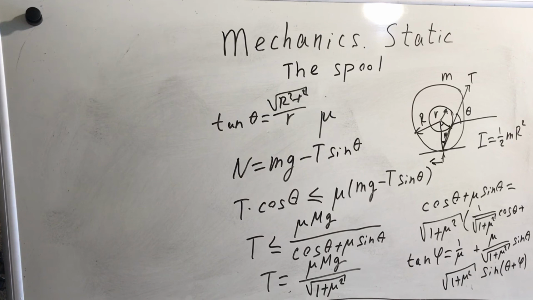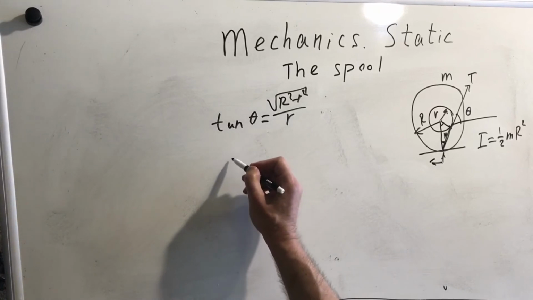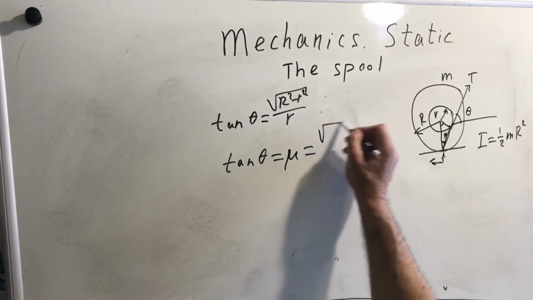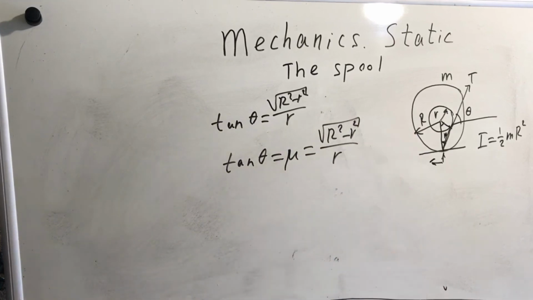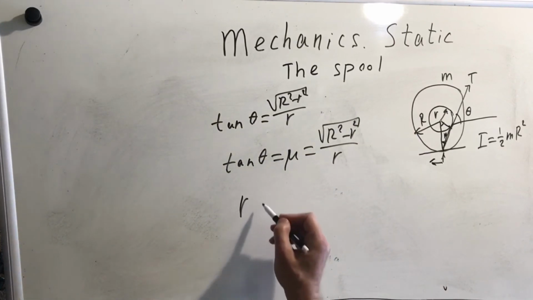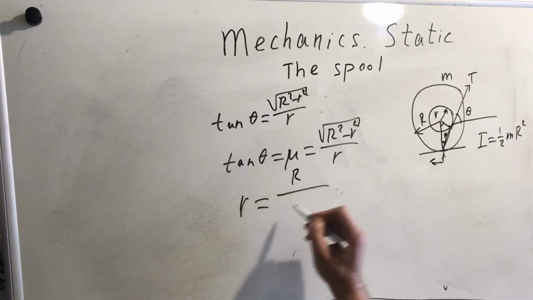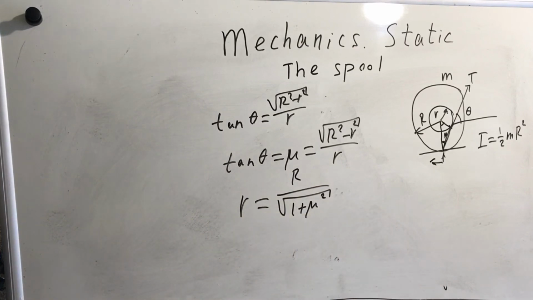This is how to find the expression for small r. Because tangent theta equals mu, and that's equal to root of R squared minus small r squared over r. From here we can find that the small radius must be equal to big R over root of 1 plus mu squared. So that's the solution.